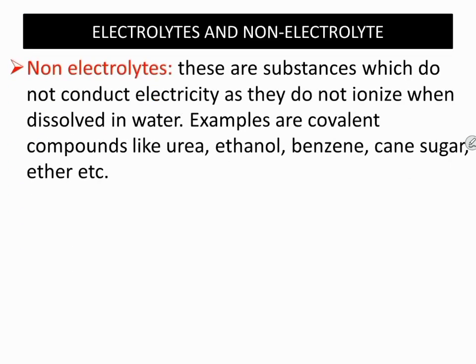Okay, now electrolytes and non-electrolytes. When do you say a substance is an electrolyte? A substance is an electrolyte when it is capable of conducting electricity when dissolved in water, which means it will break down in water into positive and negative particles, where the positive migrate to the cathode and the negative migrate to the anode. Non-electrolytes are substances that will not conduct electricity. That is what it means. Because they don't ionize in water, that's why they are non-electrolytes. Examples of non-electrolytes are covalent, organic substances like urea, ethanol, benzene, sugarcane.